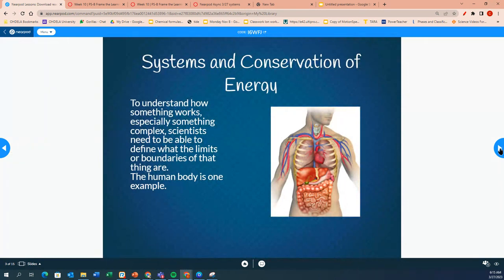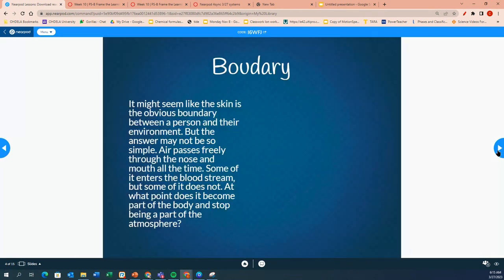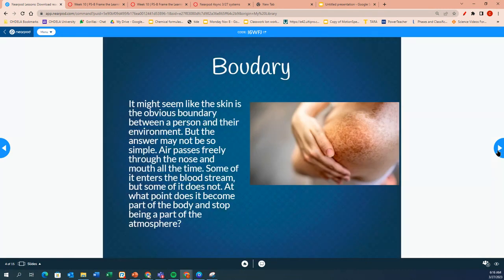To understand how a system works, especially something complex, scientists need to be able to define the limits or boundaries of what the things are. So let's take the human body as an example. It might seem like the skin is the obvious boundary between the person and their environment, but the answer may not be so simple. Air passes freely through the nose and the mouth. Some of it enters the bloodstream, but some of it does not. At what point does it become part of the body and stop being part of the atmosphere?